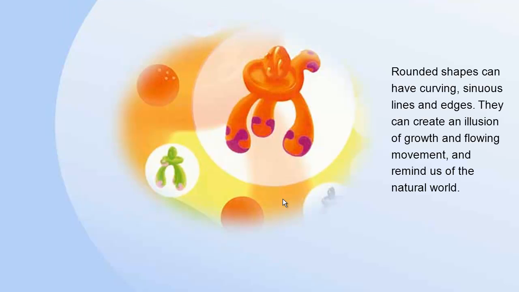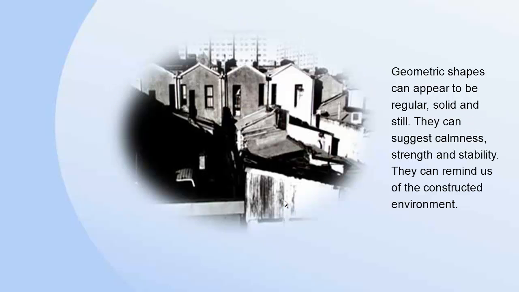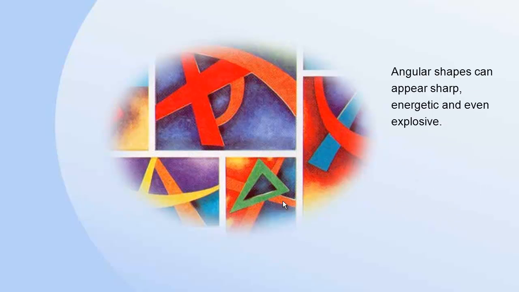Rounded shapes have curving, sinuous lines and edges. They can create an illusion of growth and flowing movement and remind us of the natural world. Geometric shapes can appear to be regular, solid, and still. They can suggest calmness, strength, and stability. They can remind us of the constructed environment. Angular shapes can appear sharp, energetic, and even explosive.